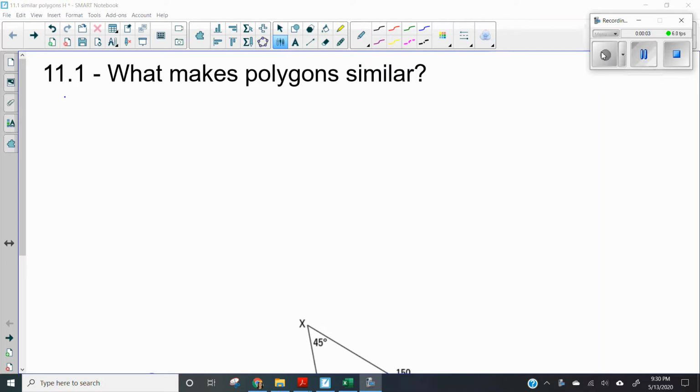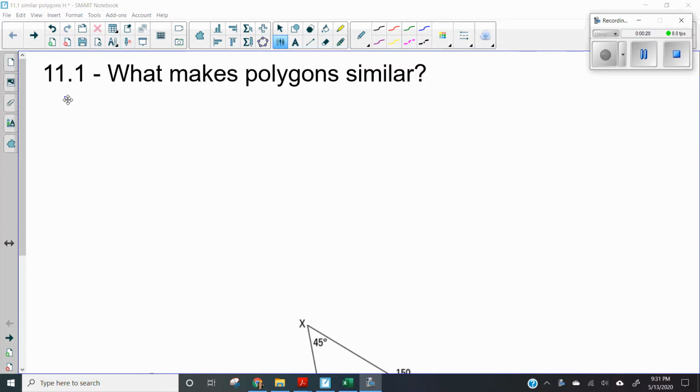Hi everybody. Lesson 11.1, we're going to look at similar polygons and what exactly that means. Yesterday we did an algebra review with proportional reasoning, just setting up and solving proportions, and you'll see that will be a main feature of this whole unit as well. So this is the actual start of the last unit, lesson 11.1.